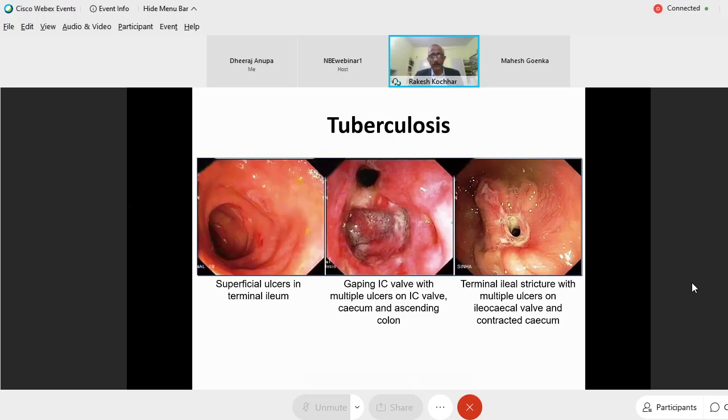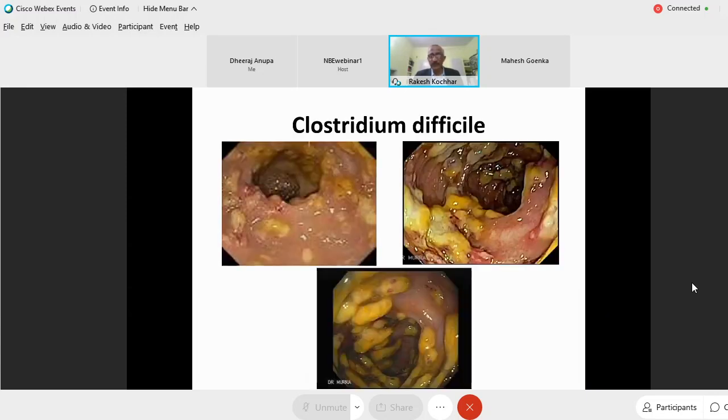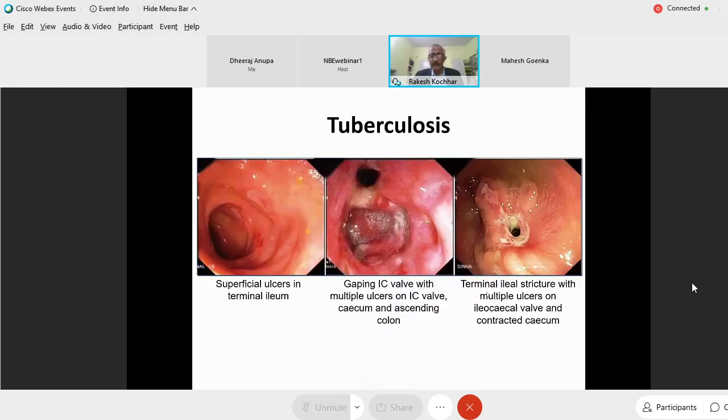So endoscopy gives you an endoscopic image, basically. You have all kinds of lesions seen: ulcers, some unusual lesions like diverticulosis, some infections like Clostridium difficile. Some of these lesions are very characteristic, very peculiar. Some are not, and some you need to identify. So what is common to all these lesions is that you have to have a keen eye for detail.